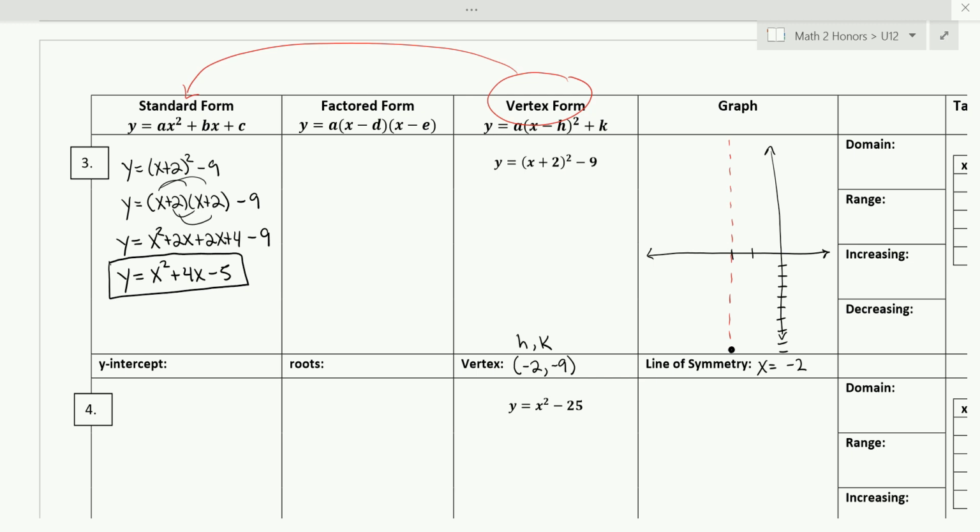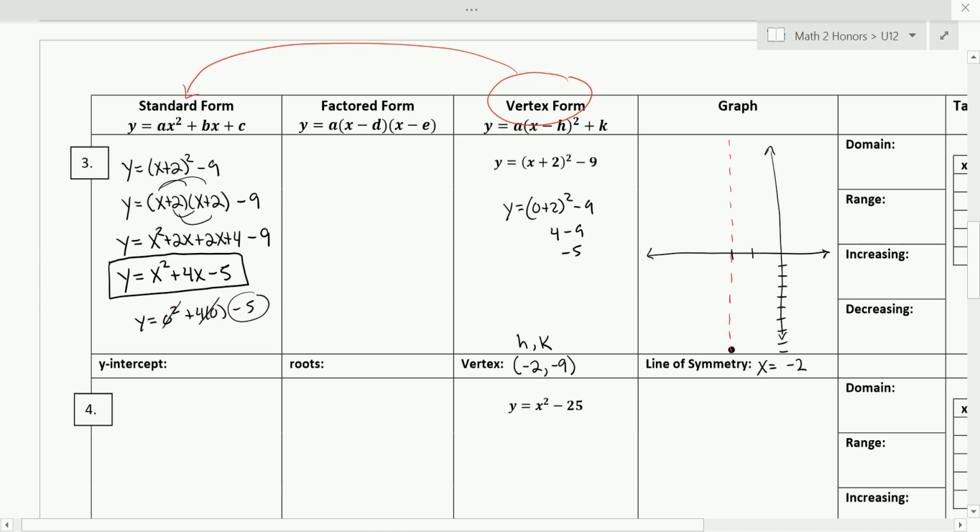You just plug in 0 for x and solve, and you'll always get the same thing if it's the same problem. So if I check it here, if I plug in 0 for x, I get 2 squared, which is 4, minus 9, which is -5. Over here, if I plug in 0, I get 0 squared plus 4 times 0 minus 5. Everything zeroes out except for the -5. So no matter where you're going from, your y-intercept is pretty easy to find. You just plug in 0 for x, and you get your y value. Once you have standard form, you can get factored form by factoring.